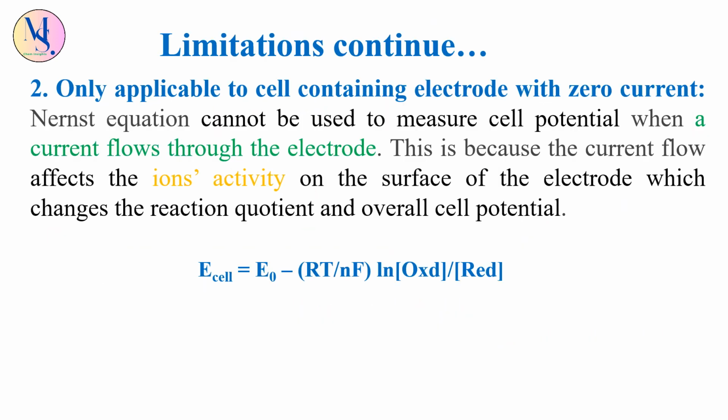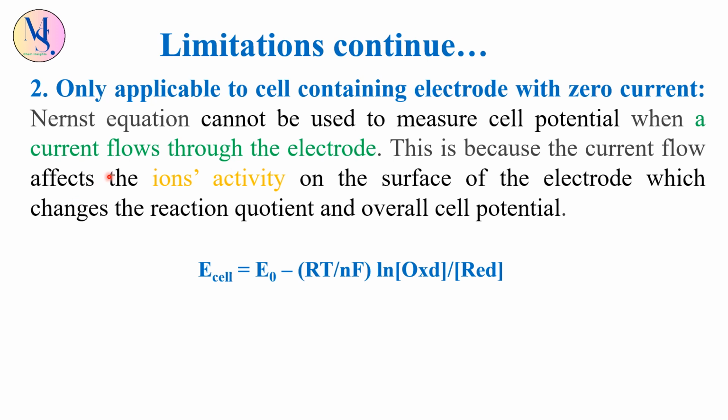The second shortcoming of Nernst equation is that it cannot be applied to the cell for calculation of electrode potential where current is already flowing through the electrode, because the current flow affects the ions activity on the surface of electrode, which changes the reaction quotient, and thus overall cell potential may change if the current is already flowing through the electrode.